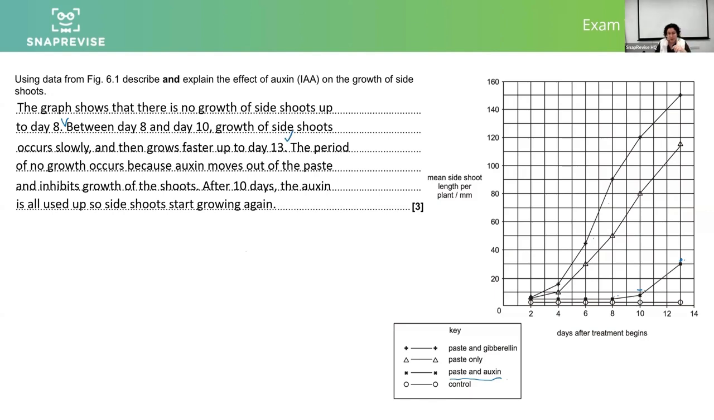So these statements are just describing to me, but I'm also quoting some data, right? I'm specifically mentioning the days. The period of no growth occurs, and so that was my describe portion. So this up to here is my describe portion of the answer. And then for the explain, the period of no growth occurs. Why? Because auxin moves out of the paste and inhibits growth of the shoots. After 10 days, the auxin is all used up, so shoots start growing again. So after this point, I'm explaining this part of the curve. Okay, relatively straightforward with this one.